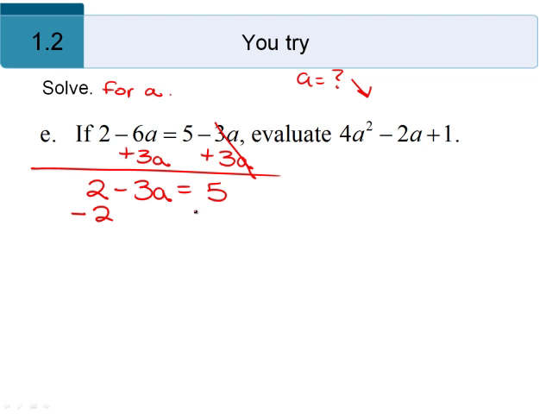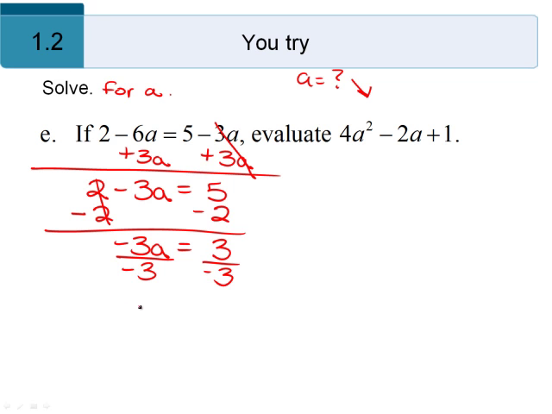So I'm going to subtract 2 from both sides. Those 2's cancel. Negative 3a comes down and it equals 5 minus 2, which is 3. And then divide by negative 3 on both sides. So a equals negative 1. Now, if you put negative 1 into WebAssign, it's wrong because you're not done yet. That's just the first step.